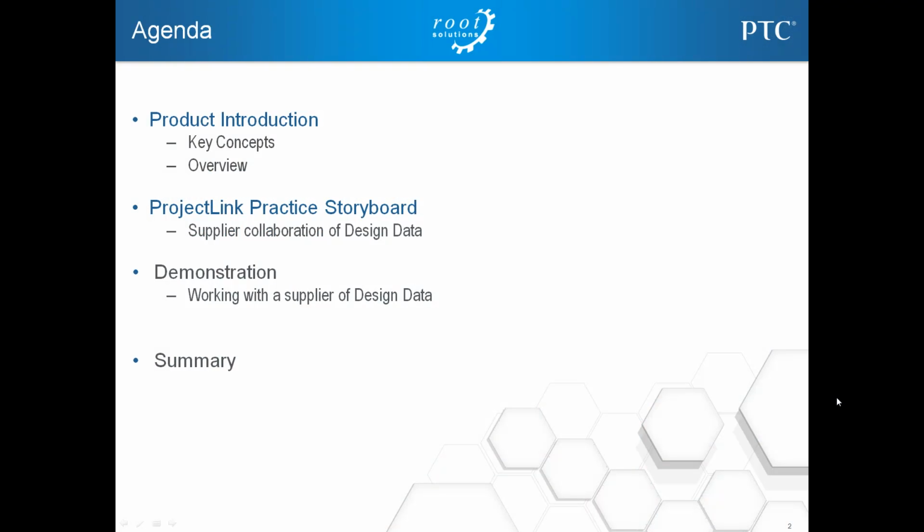Here's a brief agenda of how I'm going to do that. I'm going to take you through a few of the key concepts in Windchill ProjectLink with an overview on each of those key processes. We're then going to go through the supplier collaboration aspect of ProjectLink, which is what we'll be focusing on during this presentation. I'll do that in the form of a storyboard, which will be punctuated by small demonstrations. I'll then summarize and close.